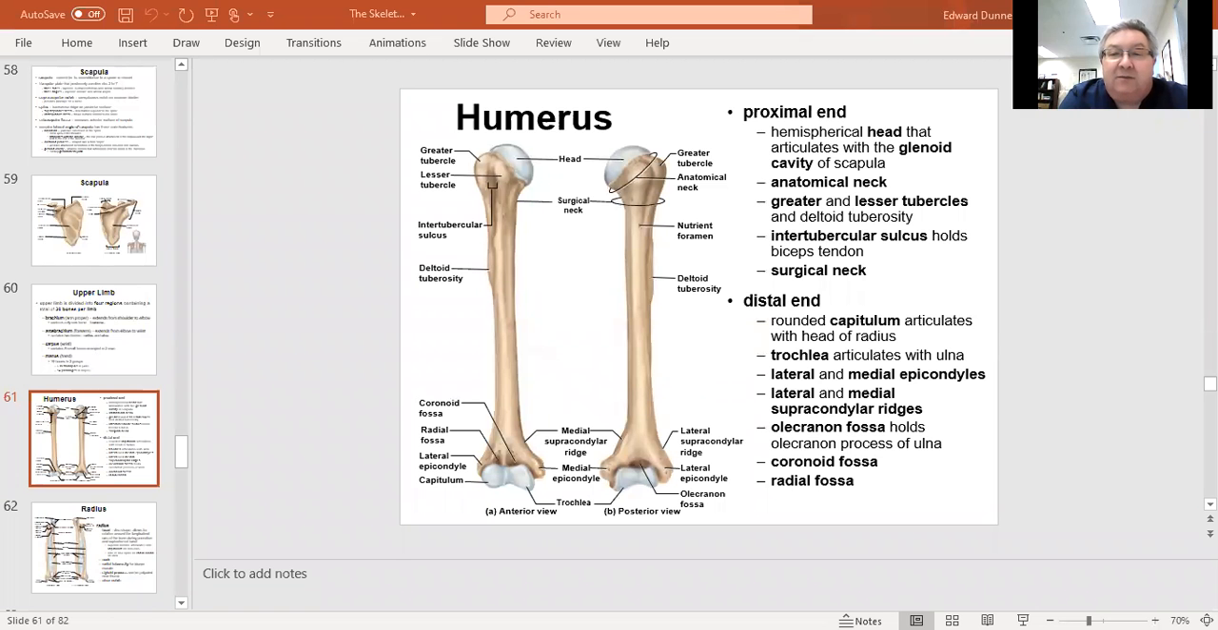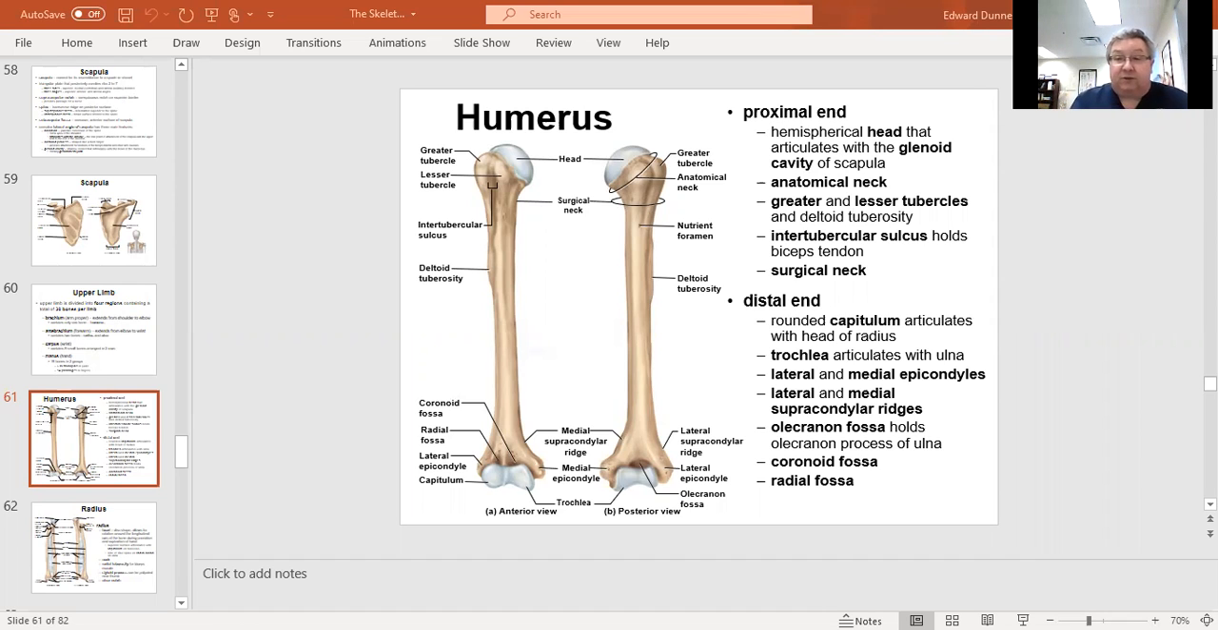So again, the humerus is an important bone that you're going to need to know. At the proximal end of the humerus is the humeral head. The humeral head articulates with the glenoid fossa, creating the glenohumeral joint. There are two tubercles which are important landmarks for muscle attachments, which we will go over. The greater tubercle and the lesser tubercle. Greater tubercle is superior, the lesser tubercle is more on the anterior side.